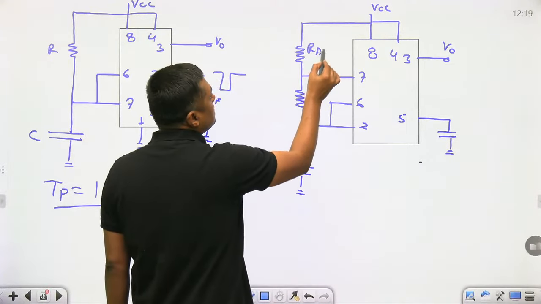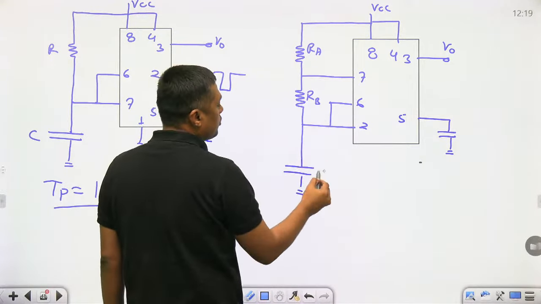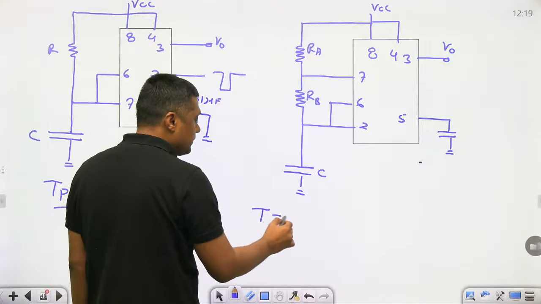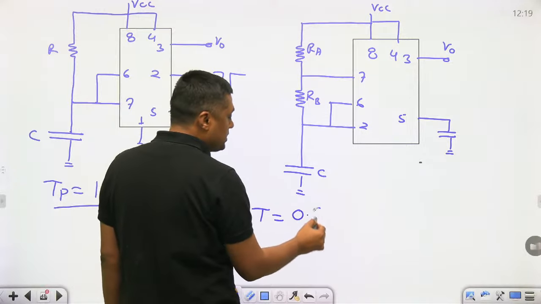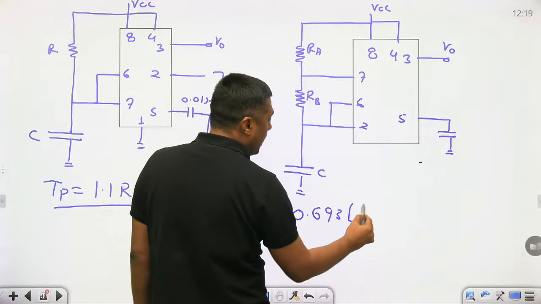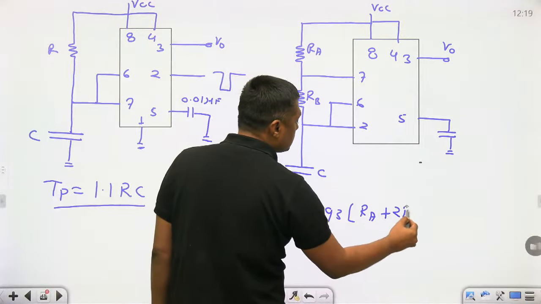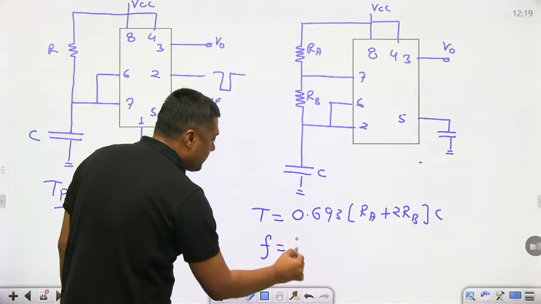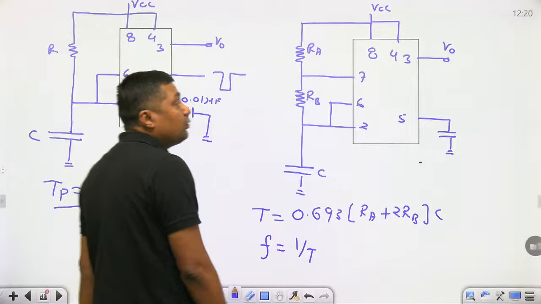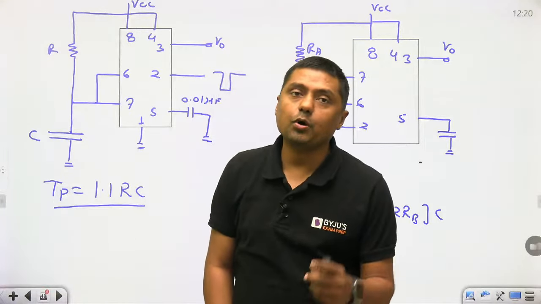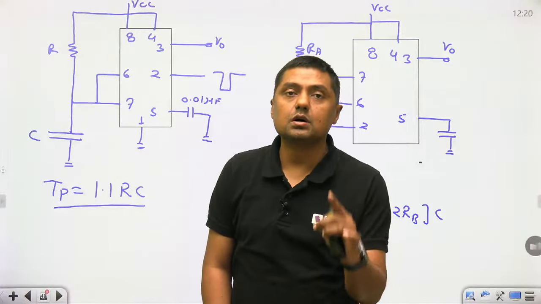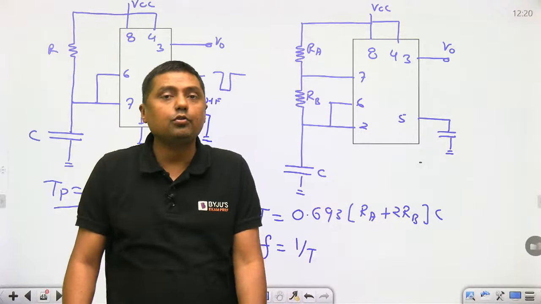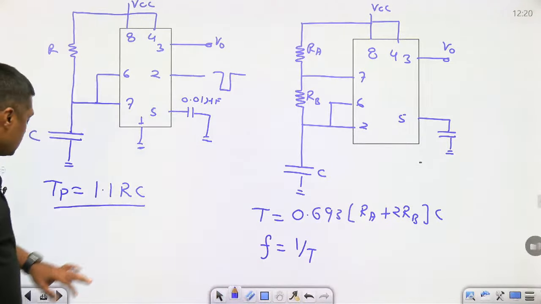Already I have explained the charging time constant and the discharging time constant with C. Get the idea about the time period of this, right? And you will get the time period as 0.693 (RA plus 2 RB) times C. The frequency is 1 by T. And you have to find the duty cycle also. That is a very important formula related to this. This is an astable multivibrator using the 555 timer. So watch the diagram and try to give me the answer. Everyone, write the answer in the comments box.